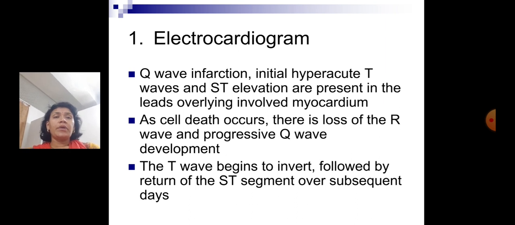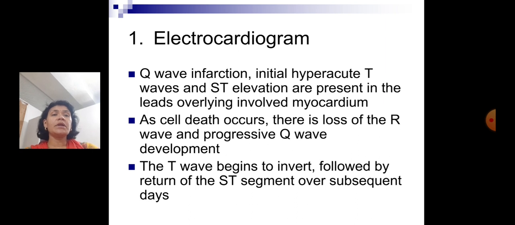Coming to electrocardiogram, there can be Q wave infarction. Initially, hyperacute T waves can be there, along with ST elevation in the leads overlying the involved myocardium. As the cell death occurs, there is loss of the R wave and progression of Q wave development. The T wave begins to invert, followed by return of the ST segment over subsequent days.